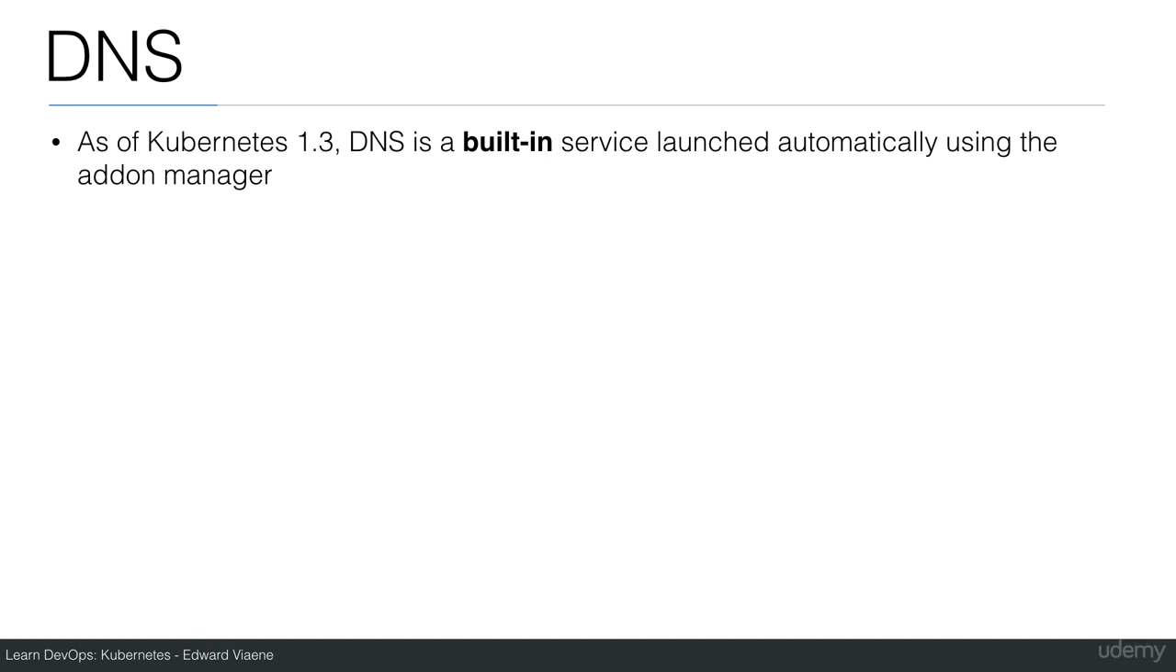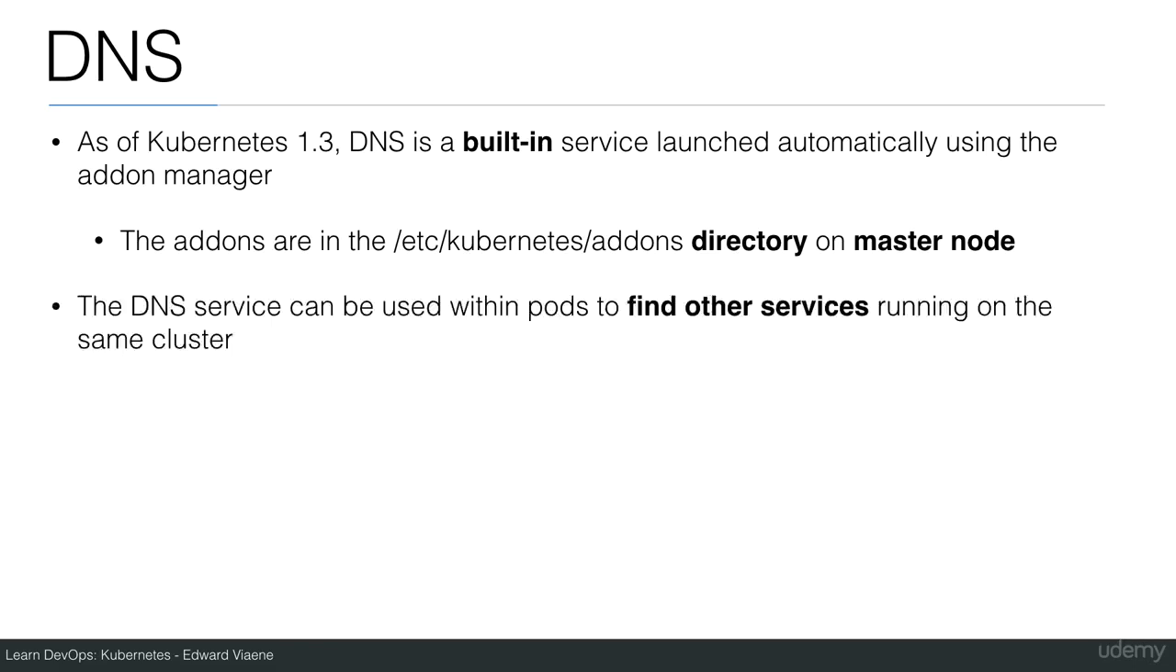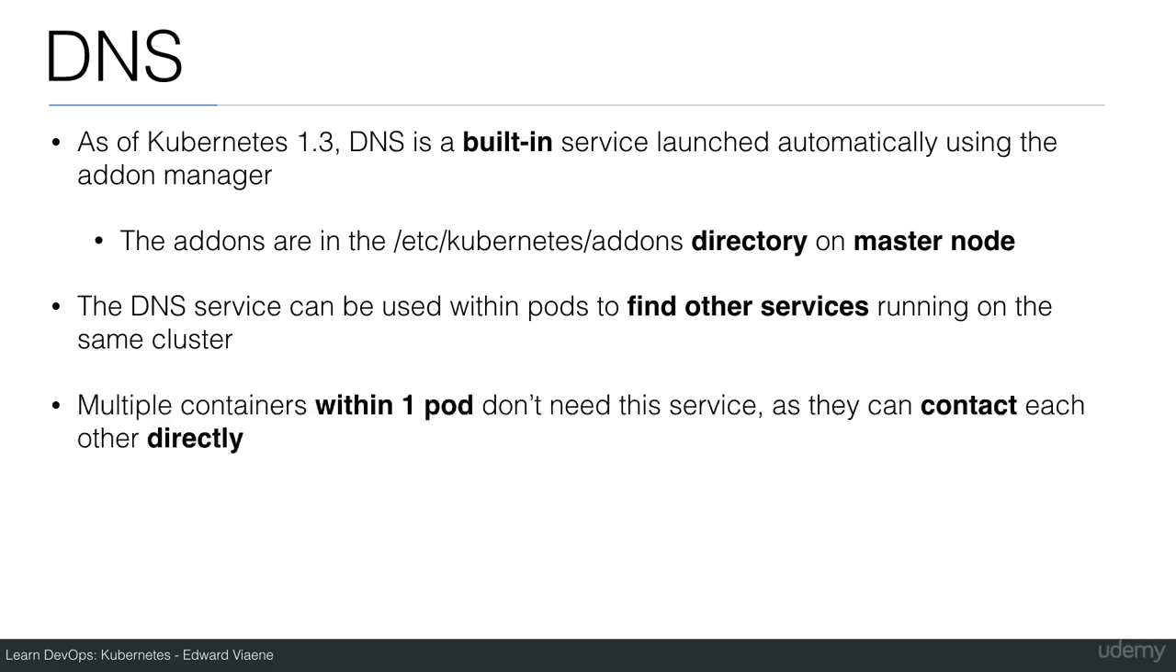As of Kubernetes 1.3, DNS is a built-in service launched automatically using the add-on manager. Before 1.3, you had to enter some commands. Now it is already launched automatically. The add-ons in Kubernetes are in the /etc/kubernetes/addons directory on the master node. You might want to take a look there if you are interested in other add-ons. The DNS service can be used within pods to find other services running on the same cluster.